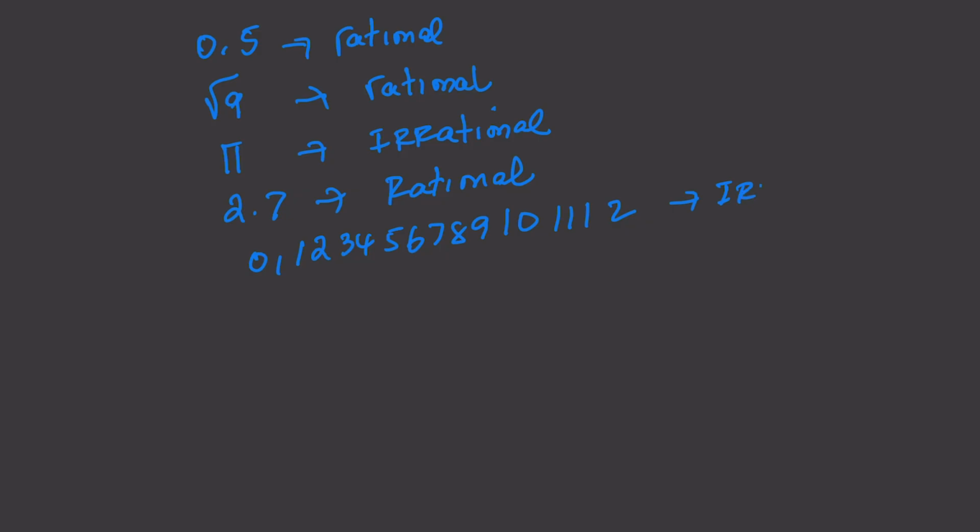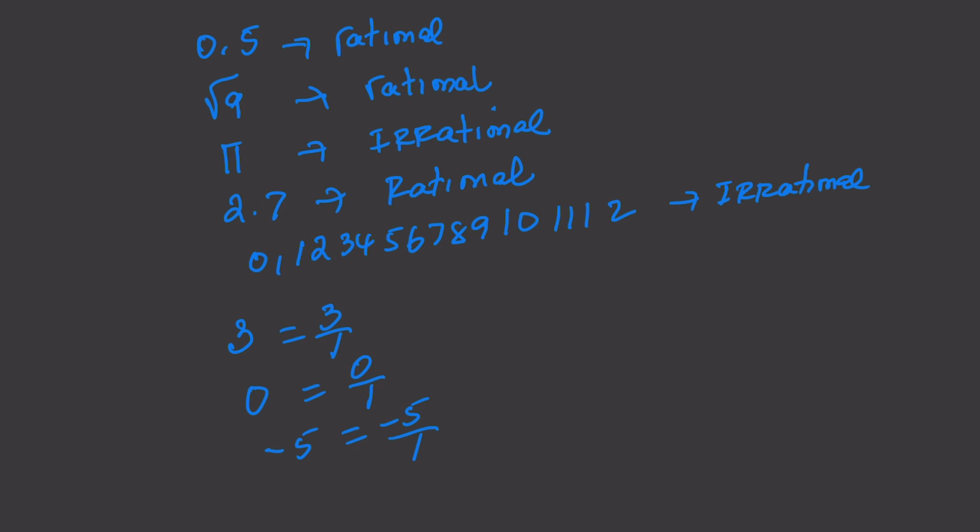Now let's answer this question. Why are natural numbers, whole numbers, and integers all rational? Because we can write them as fractions. 3 is 3 over 1. 0 is 0 over 1. -5 is -5 over 1. All of these are rational numbers.